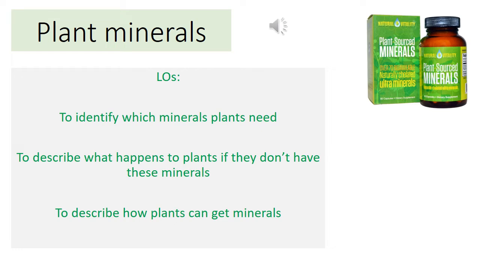When you've done that, our learning objectives today are three things. We are going to identify which minerals plants need. We're going to describe what happens to plants if they don't have these minerals. And then finally, we're going to describe how plants can get minerals.